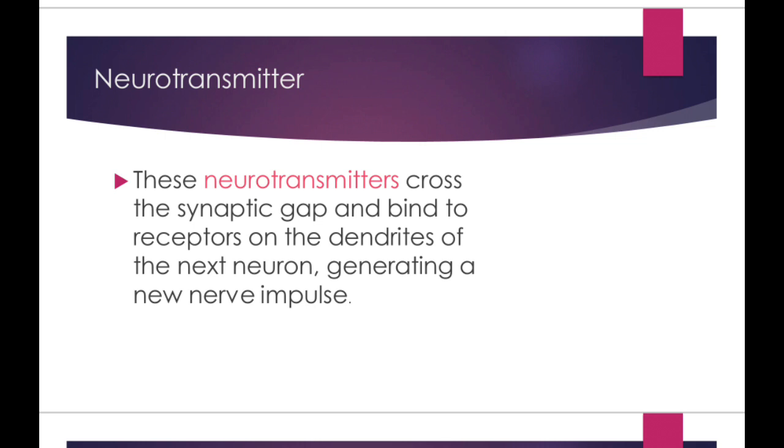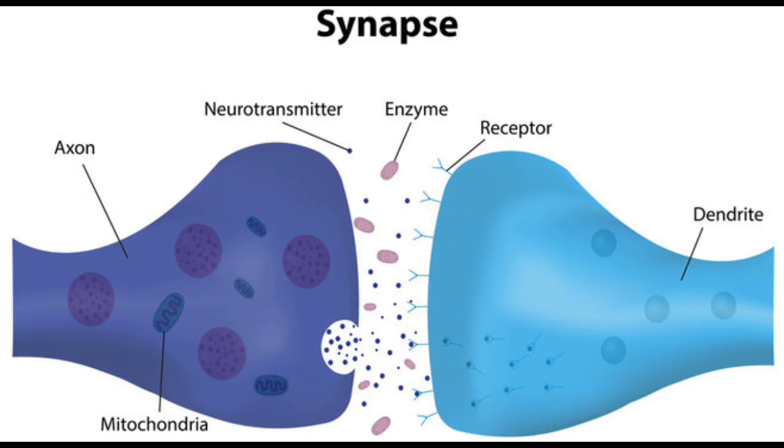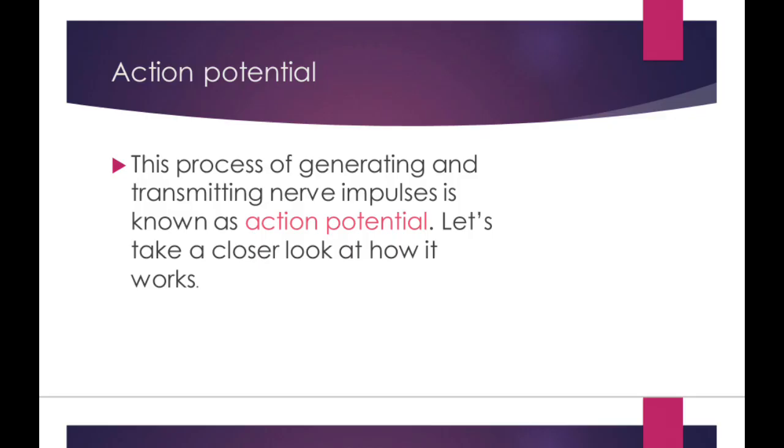These neurotransmitters cross the synaptic gap and bind to receptors on the dendrites of the next neuron, generating a new nerve impulse. This process of generating and transmitting nerve impulses is known as action potential. Let's take a closer look at how it works.